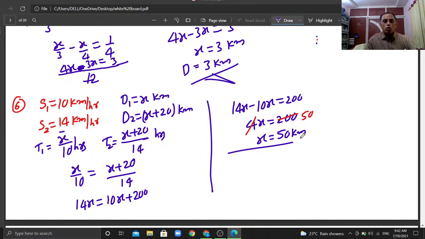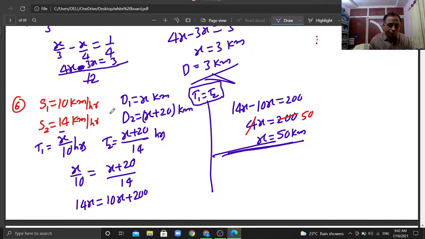Now, without using paper and pen, you will get the answer. Shortcut method, with a simple technique you will get the answer. What is the shortcut method? Either first day or second day, the time is same. T1 is equal to T2. Both cases the time is same.